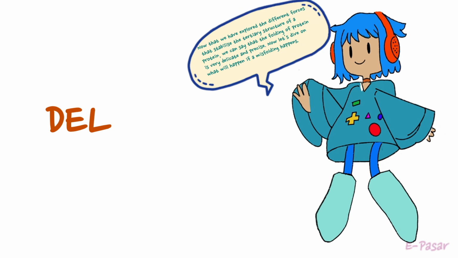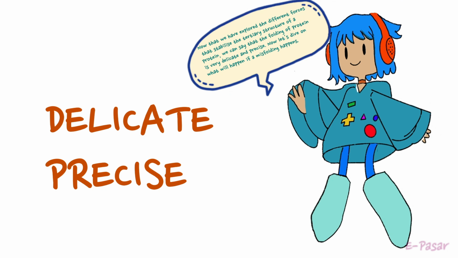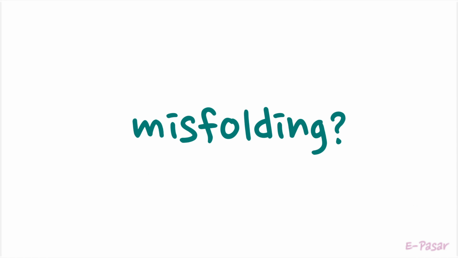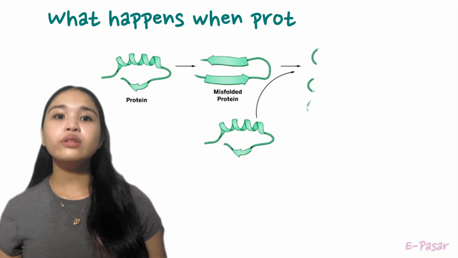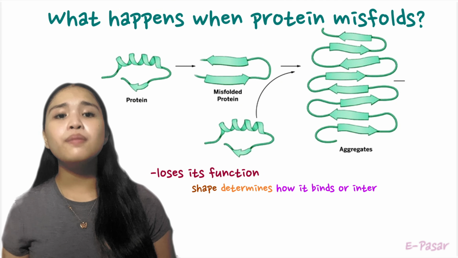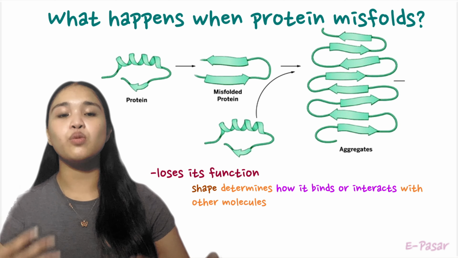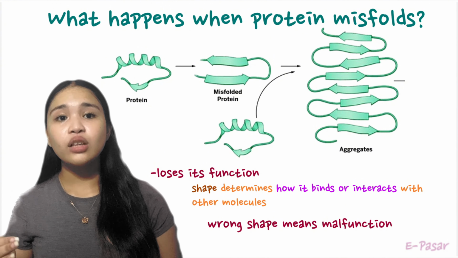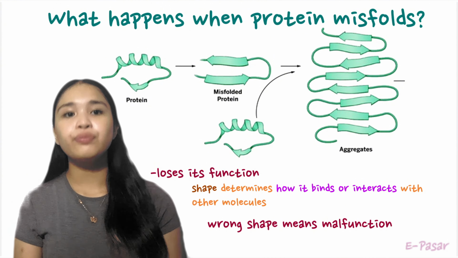Now that we have explored the different forces that stabilize the tertiary structure of a protein, we can say that the folding of a protein is very delicate and precise. Now, let's dive into what will happen if a misfolding does happen. When a protein misfolds, it loses its function because its shape determines how it binds or interacts with other molecules. So, if the shape is wrong, it can't or won't work properly.